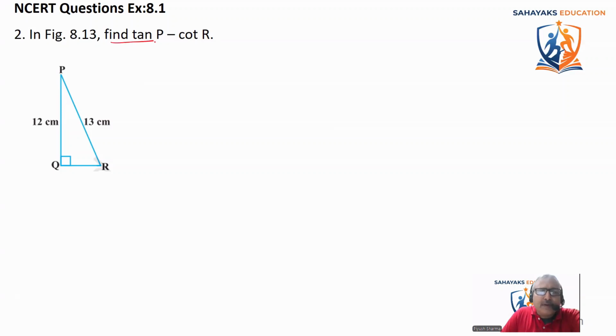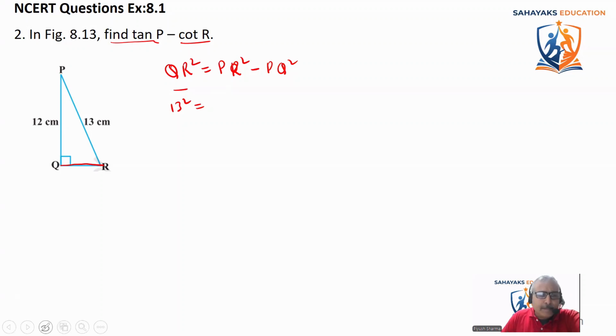In figure 10, find the value of tan P minus cot R. Okay, so before finding it, first let's just find the value of QR. How will you find the value of QR? So QR square is equal to PR square minus PQ square. Not 13 square, this is QR square.